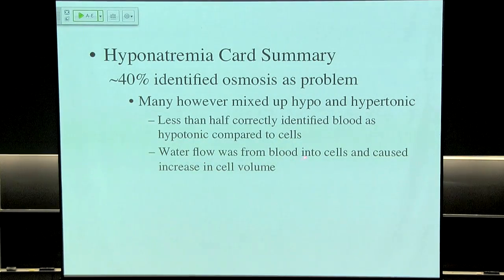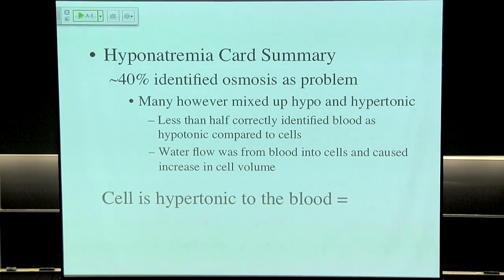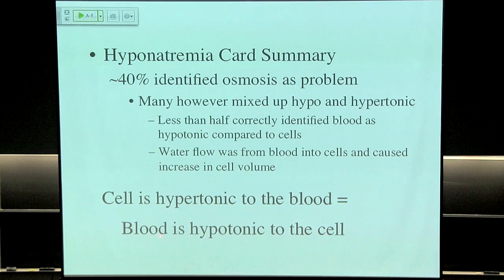Water flow was from the blood into the cells and caused an increase in cell volume. So the cell is hypertonic to the blood. That statement is equivalent to the blood is hypotonic to the cell. Remember, these are relational words and you have to understand how they're interrelated. Okay.